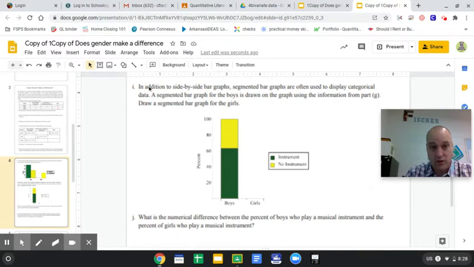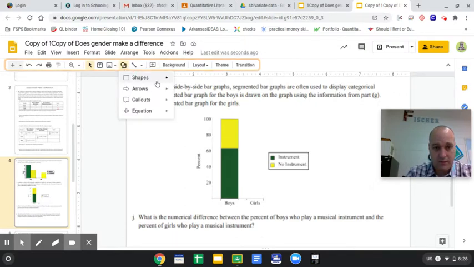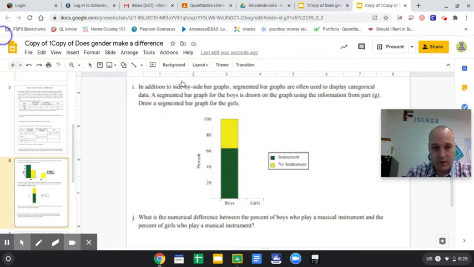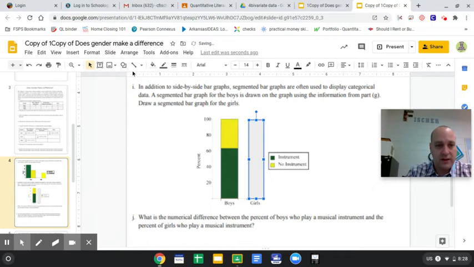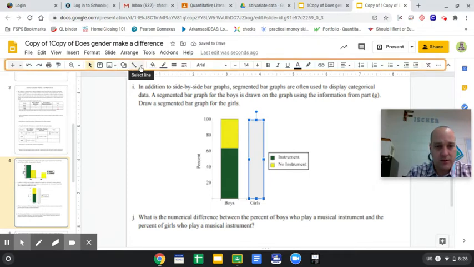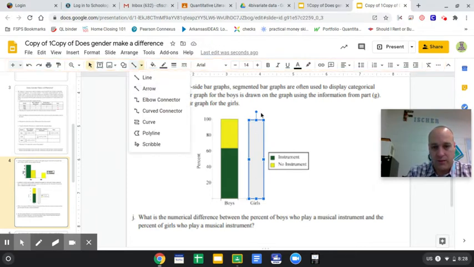So what I would do is I would just make one box all the way to the top, like that. And then you can set a line separating it where it needs to be separated. So the instrument and the no instrument, the instrument's going to be about 40-something percent by the chart that you look at. And then the yellow is just going to be the rest.